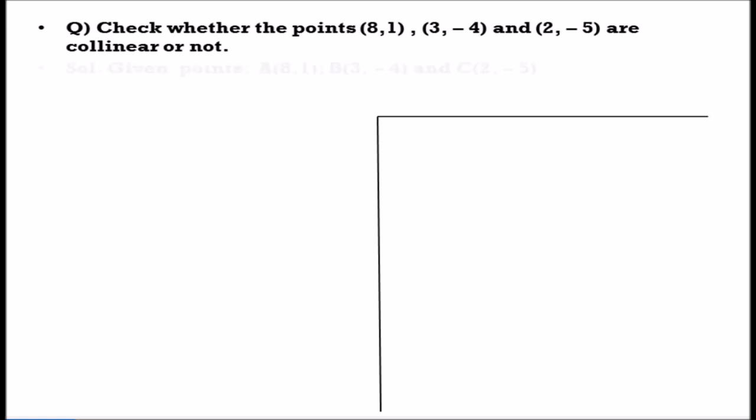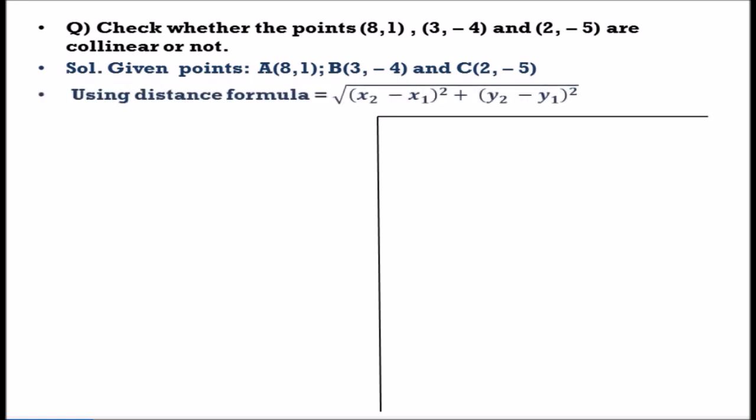So let's start. Given points, we have named them as A (8, 1), B (3, -4) and C (2, -5). A, B and C are arbitrary. We could have used any other letters, for instance PQR, XYZ or whatever we wish. But they should not have been predefined in the question itself. If it's already given in the question that we have to use ABC, PQR or whatever, then we will stick to it. If the points are not named in the question, then we'll give our own names. For instance, we have given A, B and C in this particular question. The next thing that we will do is use the distance formula.